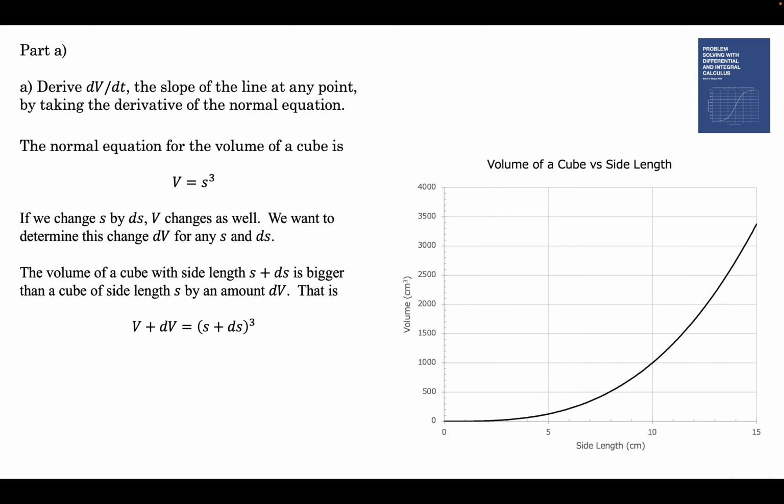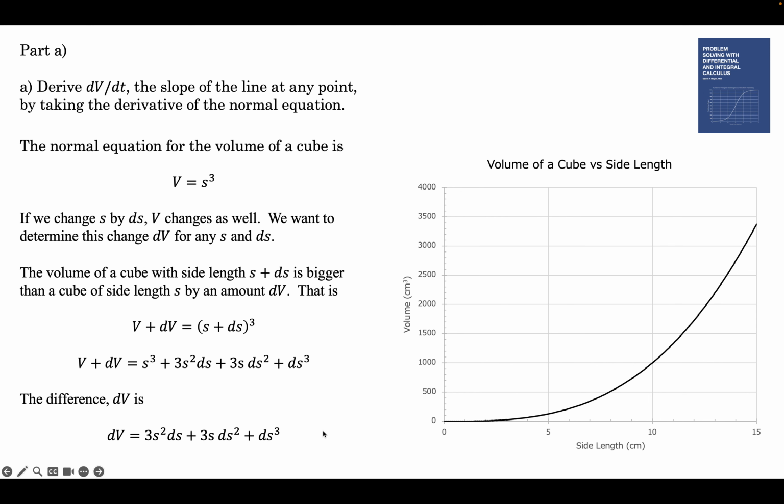So there's our equation. We can cube it out, and we have V right here is S cubed, so we can get rid of those two terms. The difference is what we're after. And there's the difference, and we can throw out the higher order terms and then divide both sides by dS to get the slope. dV/dS is 3S squared, and if you have been trained in calculus, you know that the derivative of S cubed is 3S squared dS.